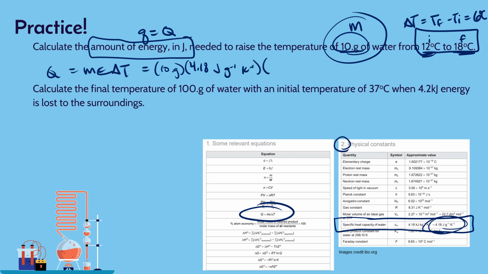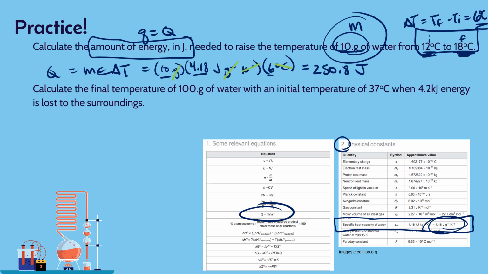We multiply that by delta T, our change in temperature, which we decided was 6 because 18 minus 12 is 6 degrees Celsius. Unit labels that are going to cancel out, I have grams on top and grams on bottom. They go away because degrees Celsius is the same thing as Kelvin. We're talking about the changes. Those also cancel out. So now with my handy dandy calculator, all we have to do is 10 times 4.18 times 6, and that's going to give us 250.8 joules.